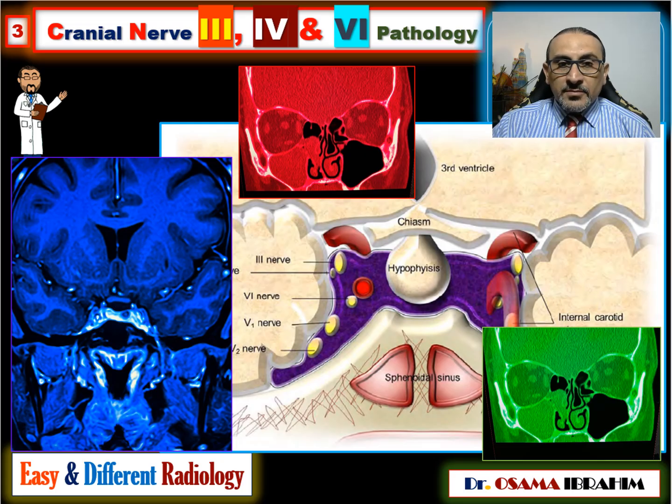I am Dr. Osama Ibrahim, and today is presentation number 3 in the cranial nerve examinations series. I started this set with presentations and lectures about cranial nerve anatomy, and in the previous lectures I talked about the anatomy of the 12 cranial nerves. In the next presentation I talked about the optic nerve as cranial nerve 2, and in today's presentation I talk about cranial nerves 3, 4, and 6. So let's start our presentation.